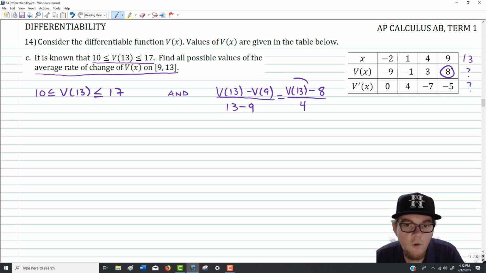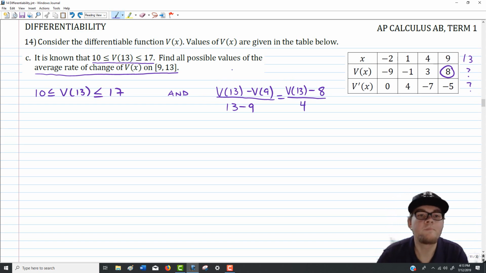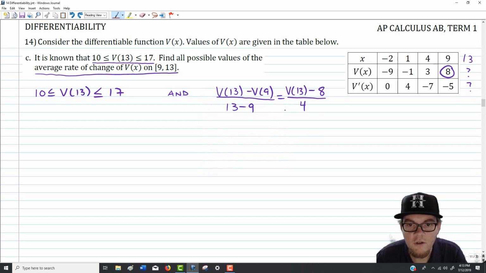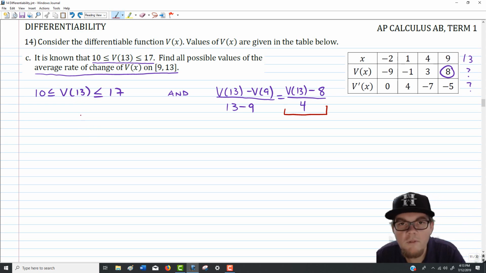So our problem is we have multiple different possible values of v of 13. So the question is kind of how do we bound this thing that's the average rate of change? Well, what I'm going to do is I'm going to attempt to mimic this expression right here. I'm going to attempt to recreate it right there. That sounds a little weird for the moment, but there are a couple different ways to do this, but that's going to be my theory.